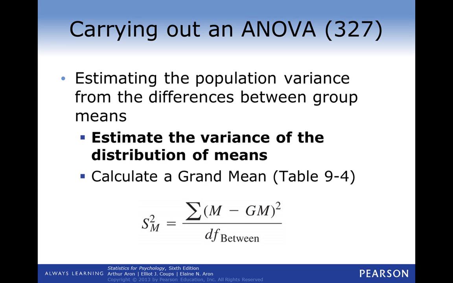So here's what we're going to do. We are going to take each mean score. We are going to subtract a grand mean from it. We're going to square them, and then we're going to divide them by the degrees of freedom for the between group.